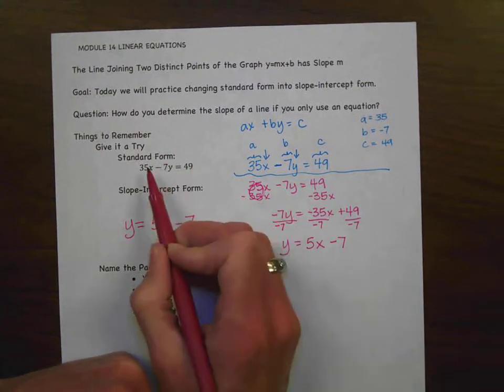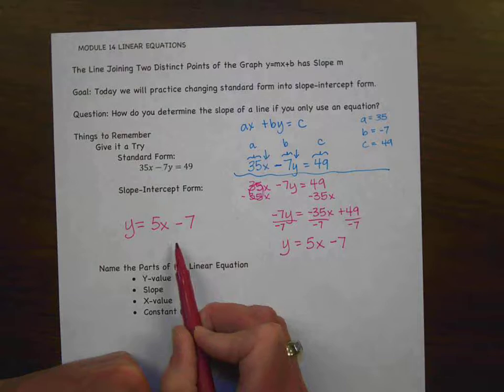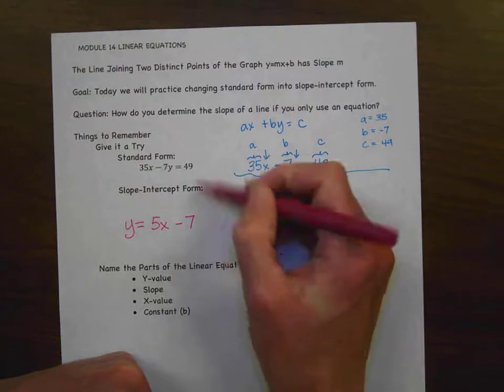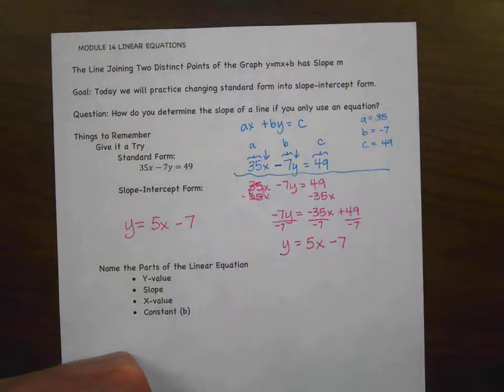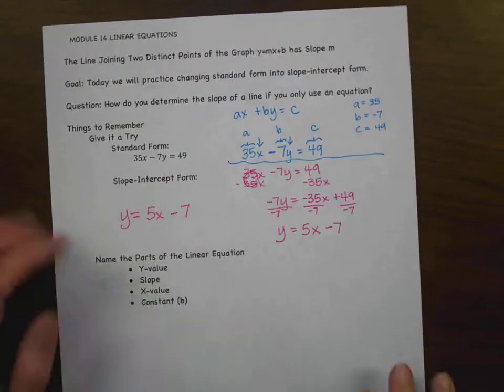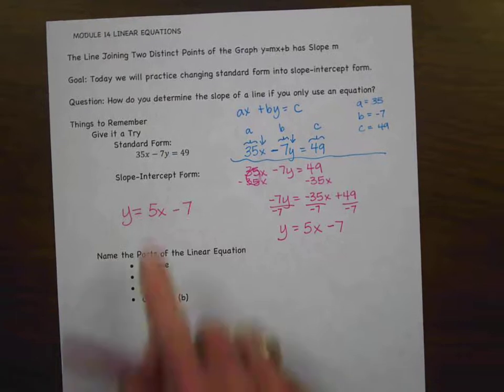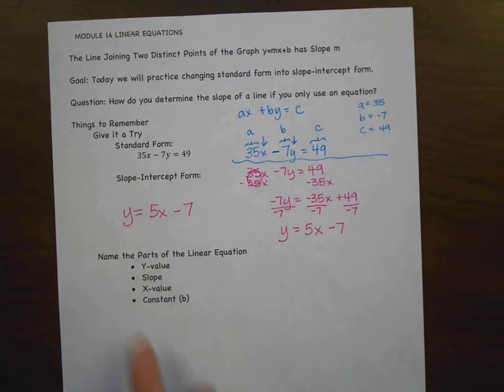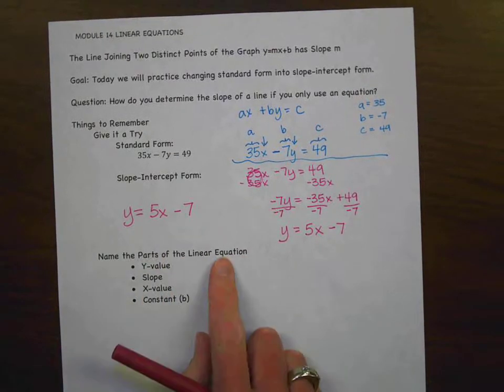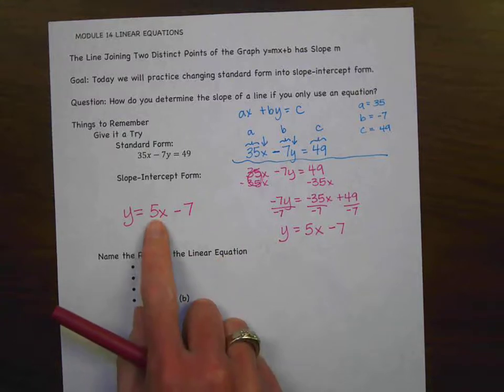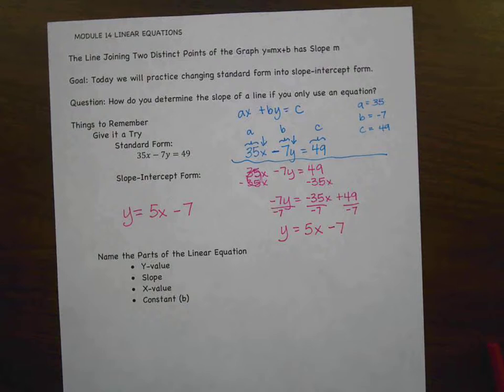So I went from it looking like this to converting into this, okay? These two are equivalent. They're exactly the same, okay? And so now that we have done that transformation from standard form to slope-intercept form, we're going to name the parts of the linear equation. The linear equation that we're talking about is this one right here that we just converted.